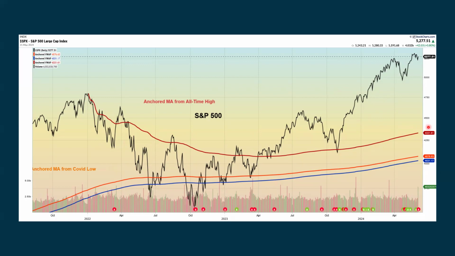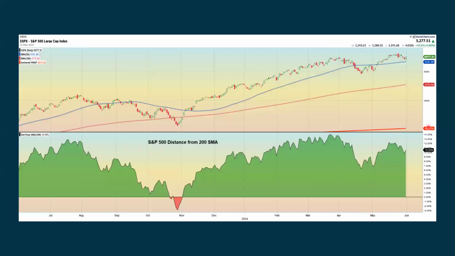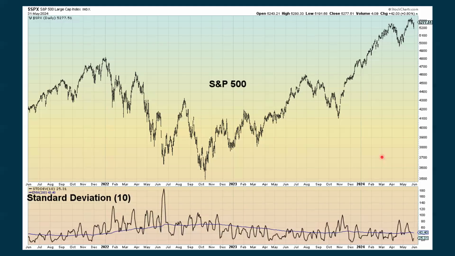So it's a little different application. We want to know how far above or below we are from the 200-day simple moving average. We're still up over 10.5% above the 200-day average. So that just means the long-term trend is still intact.